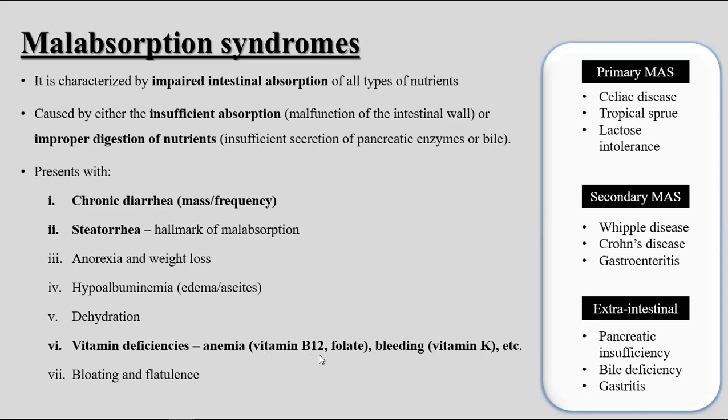If you have vitamin B12 or folate deficiency, it would present with anemia, which would be megaloblastic anemia, or then you'd have vitamin K deficiency, which would cause bleeding. And then you also have others like vitamin D deficiency, which would cause rickets or osteomalacia, or scurvy or something like that. And in the end, you also have an increase in gas in your intestines, because of which you would have bloating or flatulence. Okay.